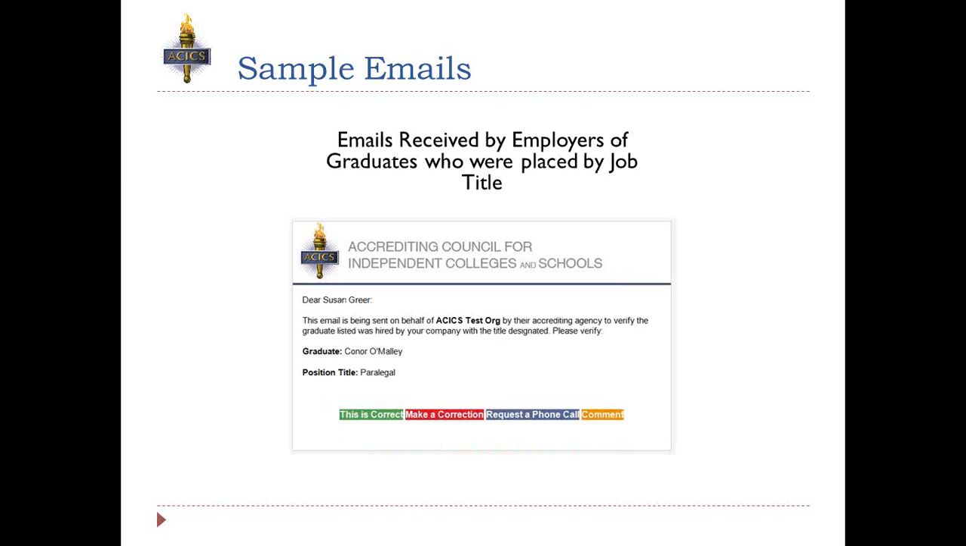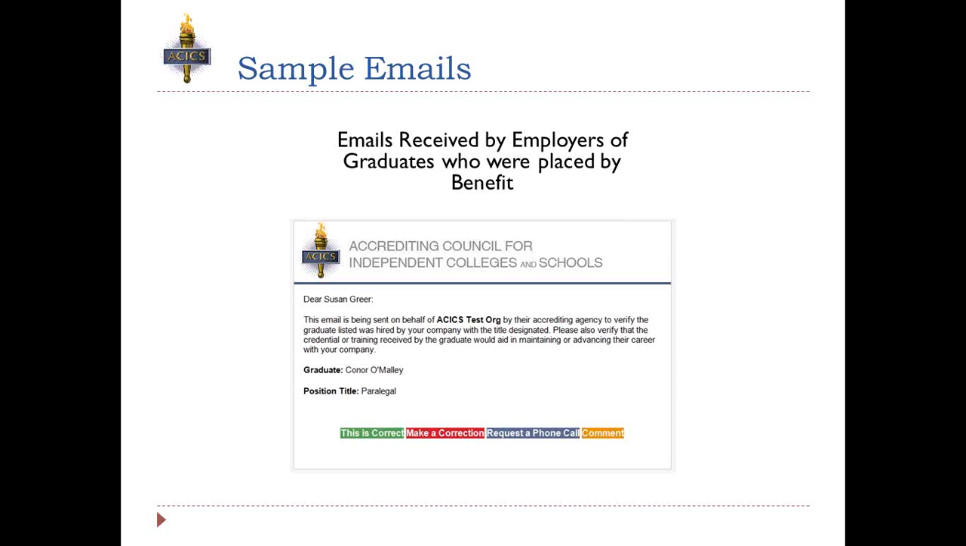And very similarly, the emails received by employers, again, pulling out more specifically the graduate's name and the position title, if we're talking about placement by job title, with an extra column being the ability to comment. So they can request a phone call, make a correction, or say, yes, this is correct.